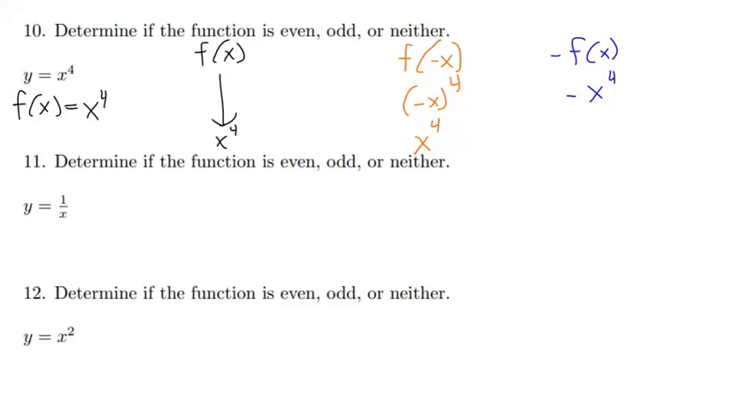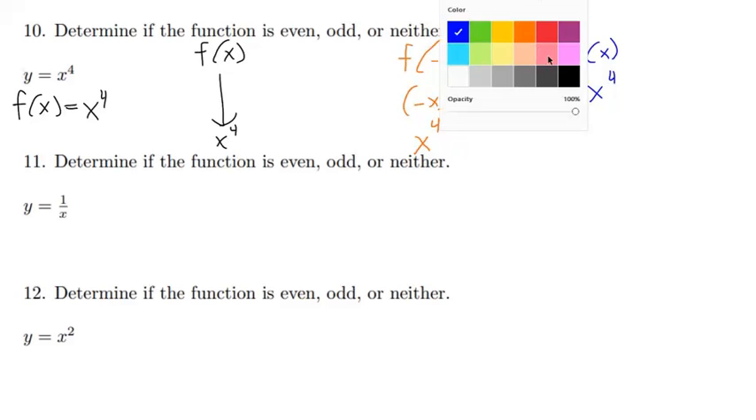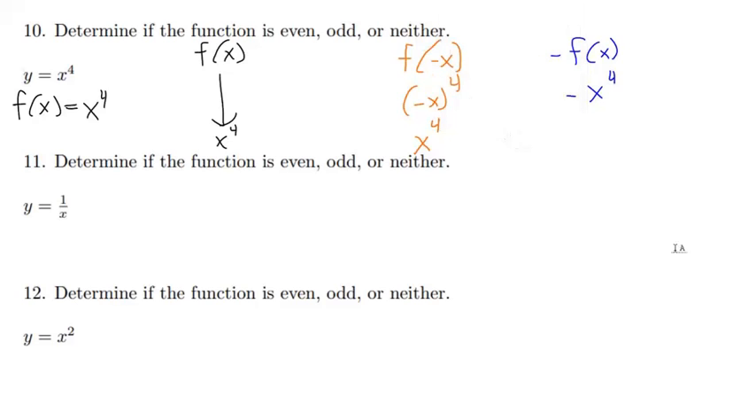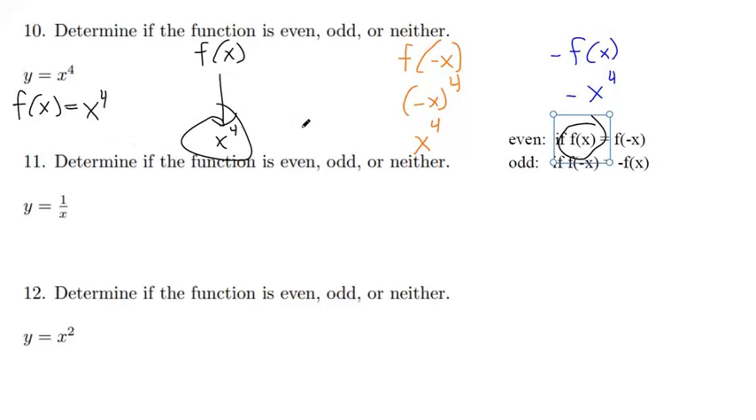Okay, once you have all three of those, something is even, write it down, even, if f of x equals f of negative x. It's odd if f of negative x equals negative f of x. So let's check the even condition. Does this function match this function? It does, right? They're the same, so this is an even function of x.